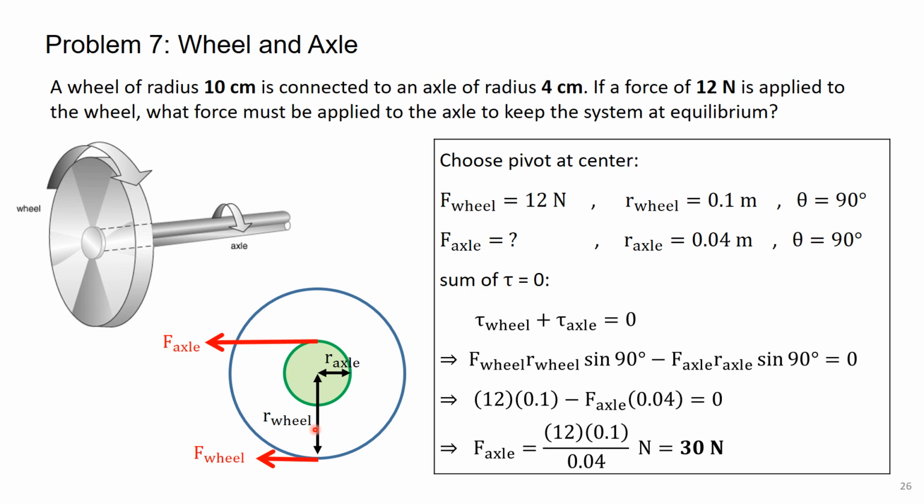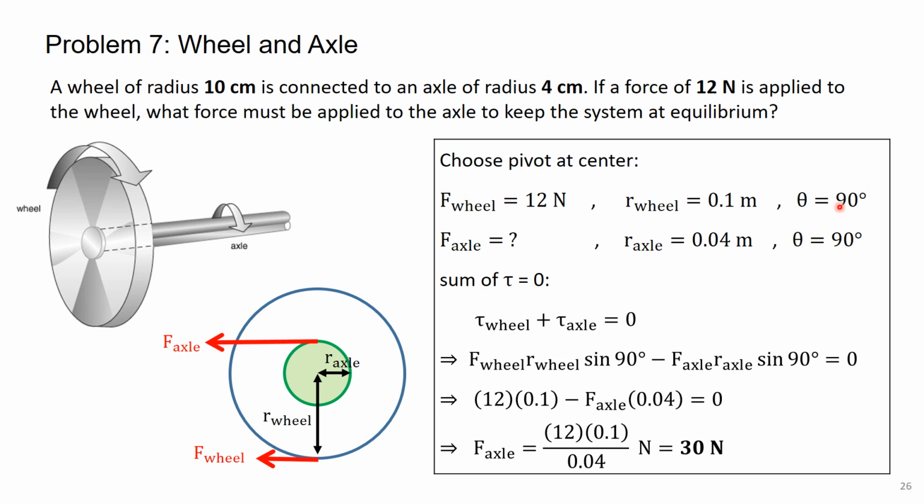So the radius of the wheel is the same as the R value for the F wheel, and the radius of the axle is the R value for the force of the axle, okay? So choose the pivot at the center, and these are what we have. So force of the wheel is 12 newtons given, and the radius of the wheel is 0.1 meter. So it's given 10 centimeters, you have to convert to 0.1 meter.